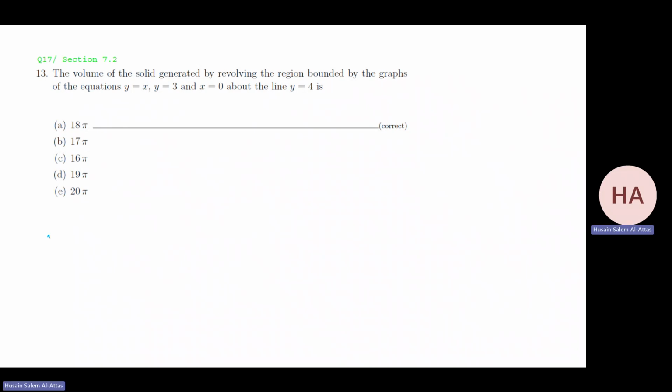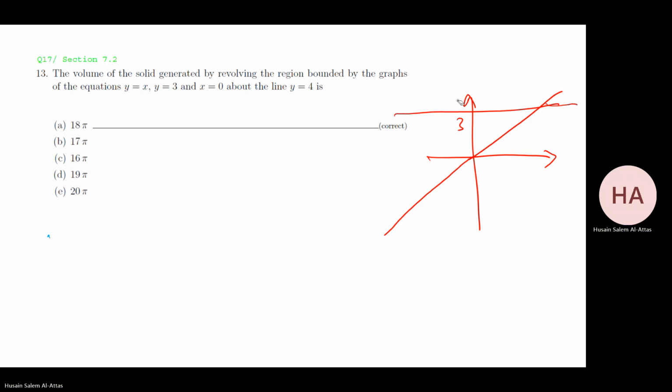Solid obtained by this. Let me grab the function. The region boundary, the graphs of these equations, easy ones. Yeah, these are the questions from the book. This is y equal 3, and they wanted about the line y equal 4. This is my next option, and this is my region.